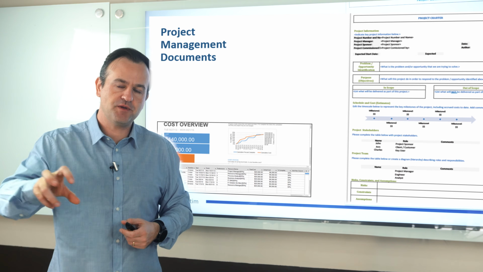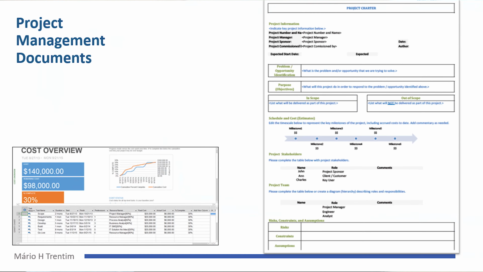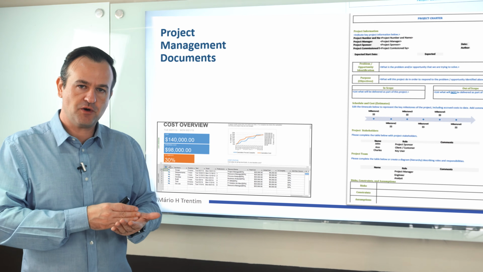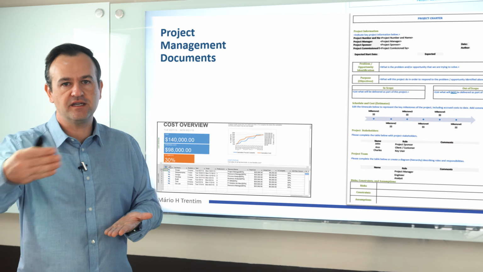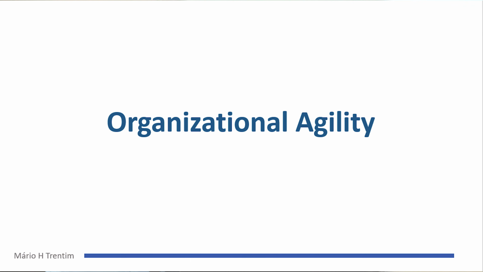And then you have to copy and paste, versioning, and other problems. So if you use the same project management tools instead of Excel, instead of Microsoft Word only, then you can track this information from the start of the project until the end, and then after the project, once you transition it into operations. So now let's talk about organizational agility.